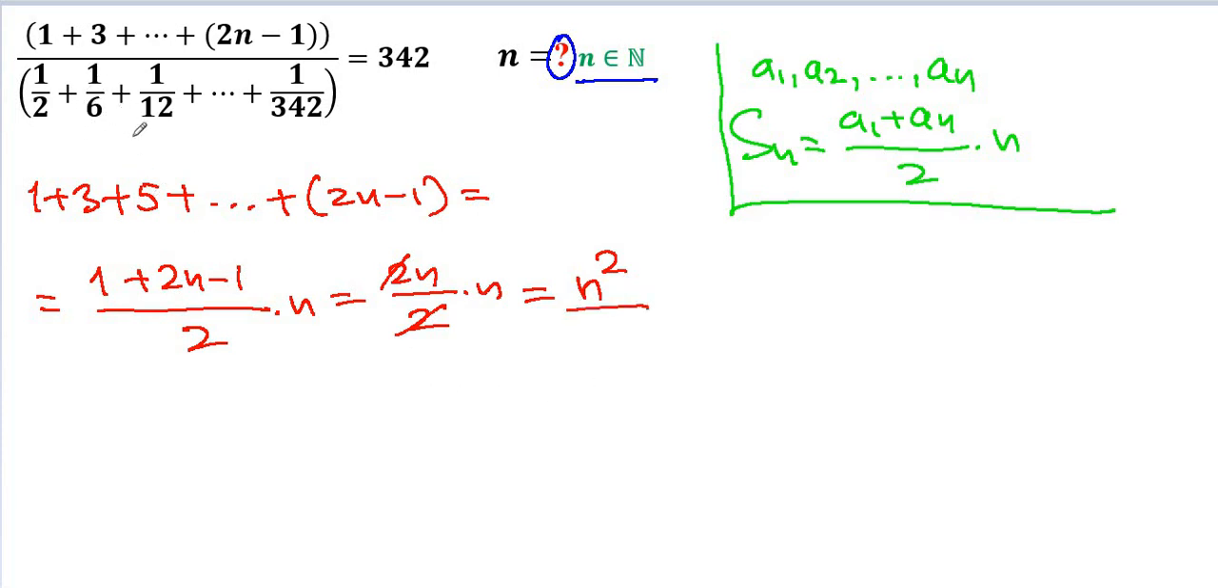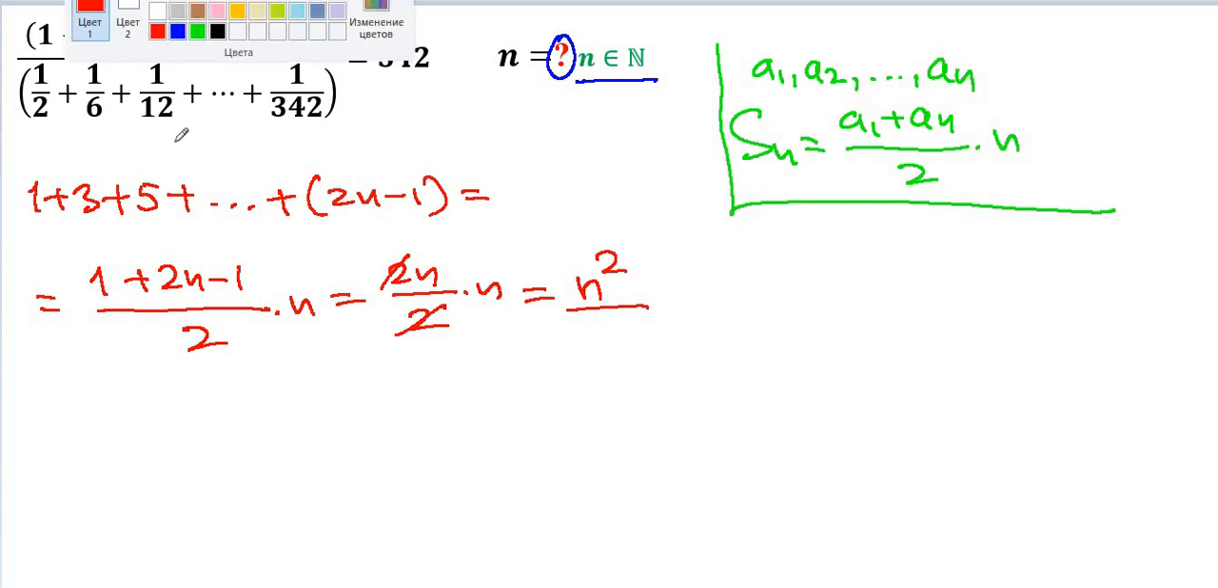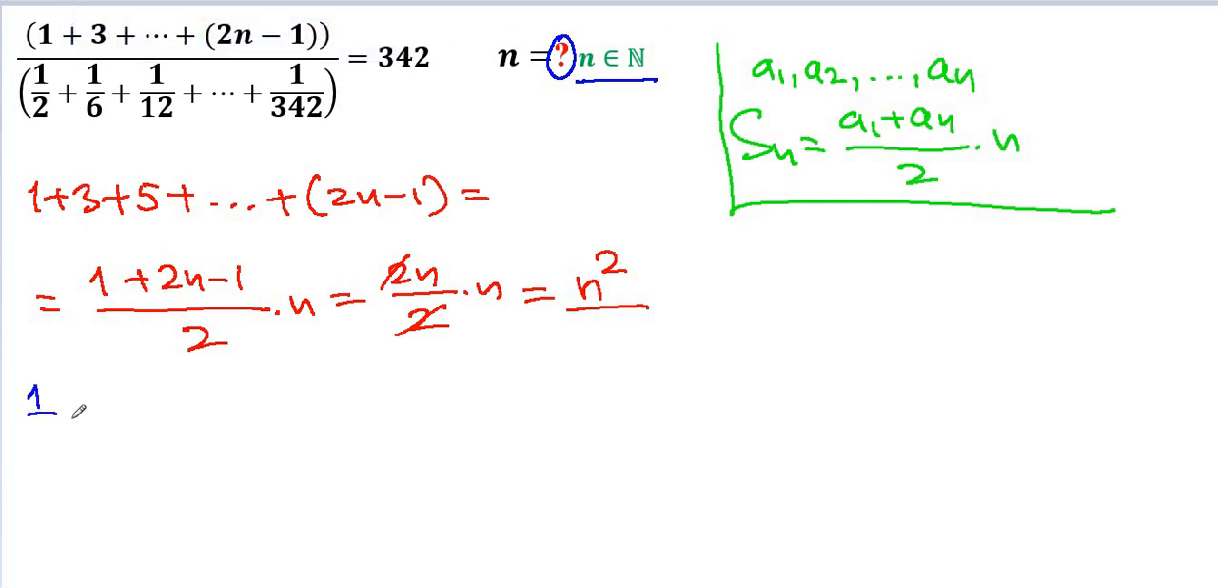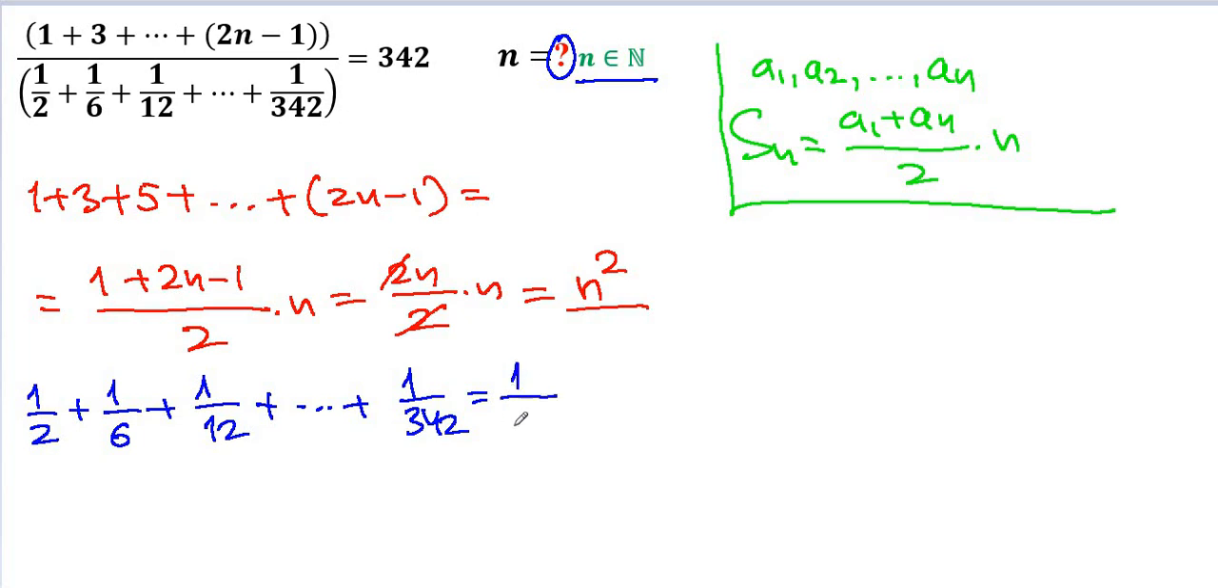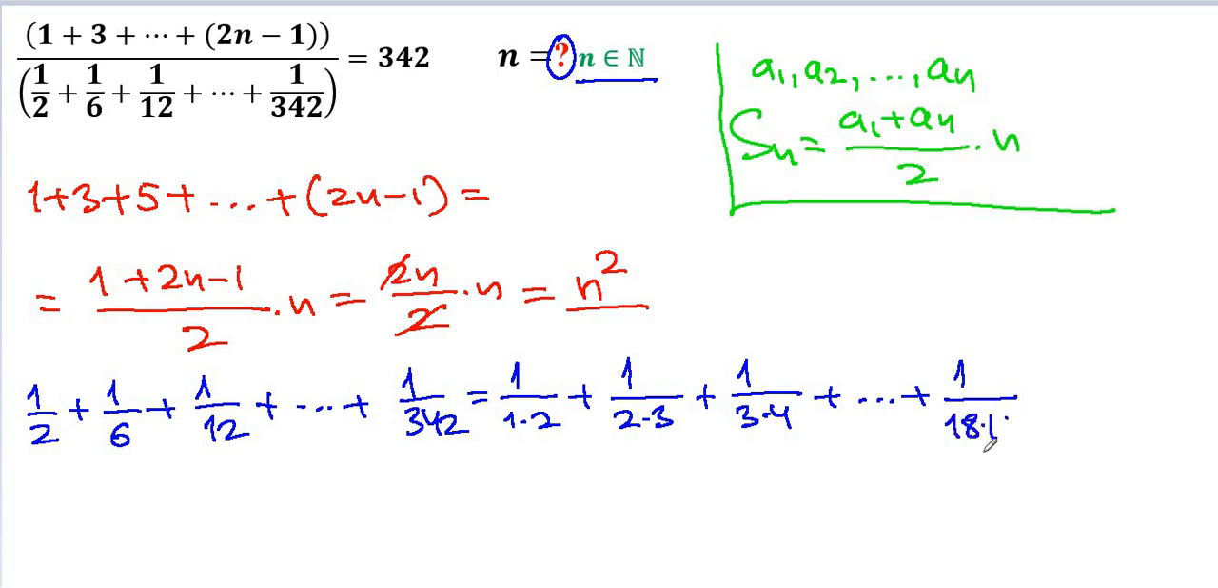Now let's work with the denominator. Let me rewrite the denominator as it is: 1 over 2 plus 1 over 6 plus 1 over 12 plus and so on plus 1 over 342. Now we can express this sum as follows: 1 over 1 times 2 plus 1 over 2 times 3 plus 1 over 3 times 4 plus so on plus 1 over 18 times 19.